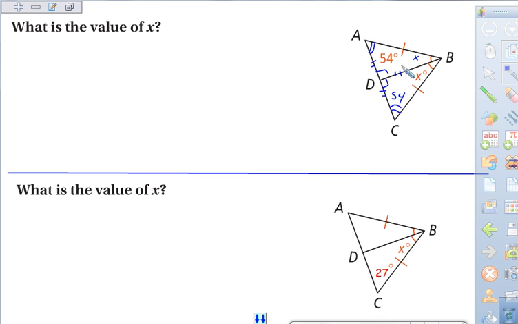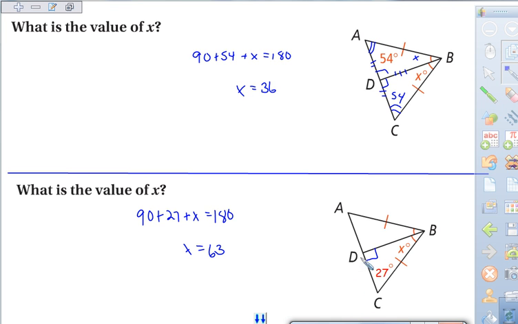So now we can use triangle sum. So in our triangle, we have 90 plus 54 plus x, and that has to give us 180. So x is going to have to be 36. Try the bottom one on your own, pause the video, and turn it back on when you're ready to see the answer.